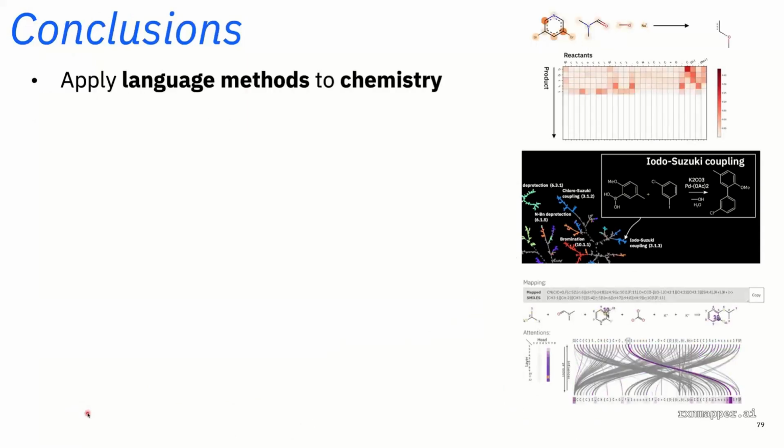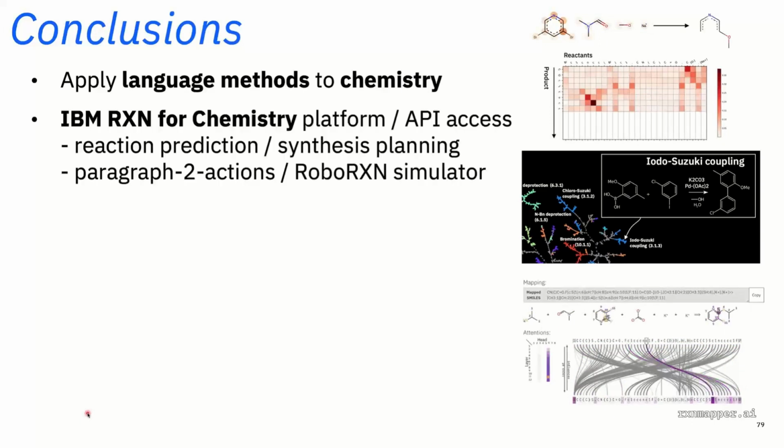If there's one take-home message, I guess it's that we have to be open to different representations, and that sometimes if we don't take the most obvious representation, we can get some inputs from other fields, like from natural language processing, and apply new methods to the chemical domain.